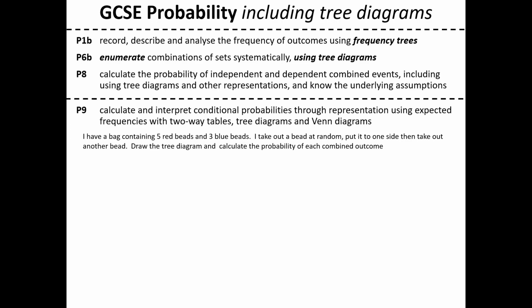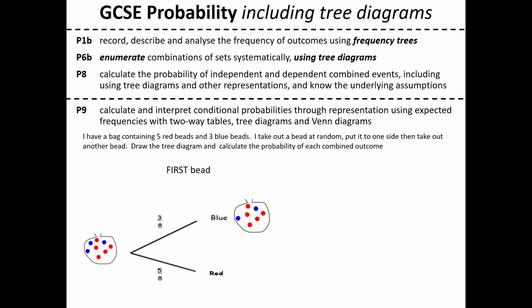Okay, you take a bead out at random, put it to one side, take out another bead and draw a tree diagram. Okay, so here's how you start. There's my bag of beads. I take out my first bead. Obviously the probability of blue is 3/8, red is 5/8. I now have a different bag if I've taken out a blue one. And that bag if I've taken out a red one. So I now have 2 new starting points.